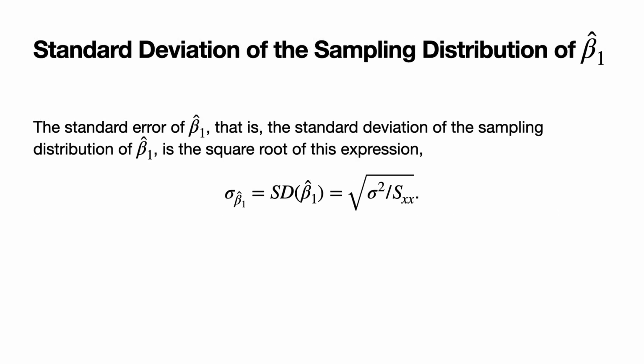The standard error of beta 1 hat, that is, the standard deviation of the sampling distribution of beta 1 hat, is the square root of this expression. We will denote the standard error of beta 1 hat by sigma sub beta 1 hat, and also by SD for standard deviation of beta 1 hat. And that's equal to the square root of sigma squared divided by s sub xx, the uncorrected sum of squares of the x's.